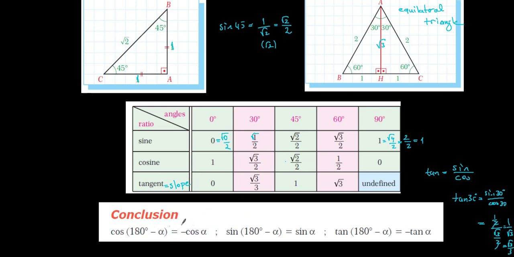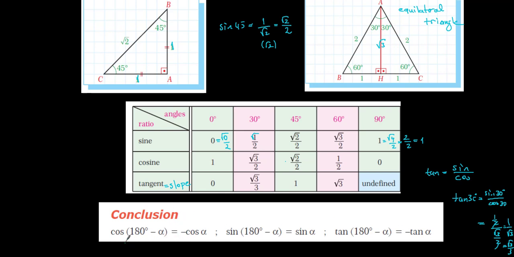Here, trigonometric conversions, you remember from the trigonometry. I'm not going to continue to this part, but you need to remember cosine 180 minus alpha is equal to minus cosine alpha. Sine 180 minus alpha is going to be sine alpha. Tangent 180 minus alpha is equal to minus tangent alpha.